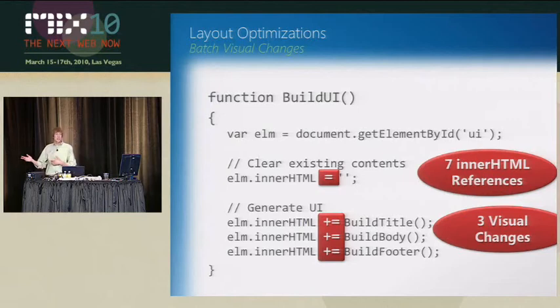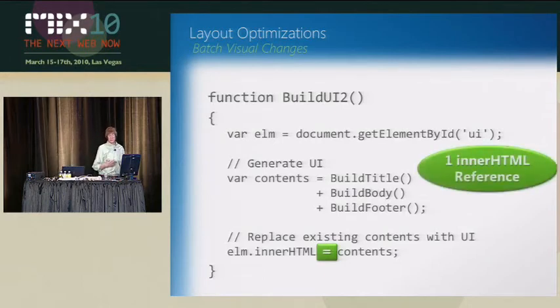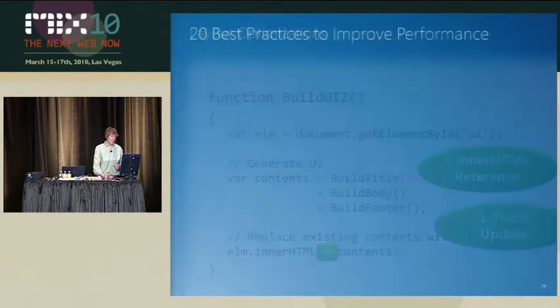to attempt to display that to the user as quickly as possible. But I know in my JavaScript code here that it doesn't really make sense to display this element until I have the title, body, and footer together. So I can batch these. And once I batch them together, I can update that inner HTML just once with the resulting contents. I end up with just one inner HTML reference and one visual update, saving a significant amount of time inside the browser.